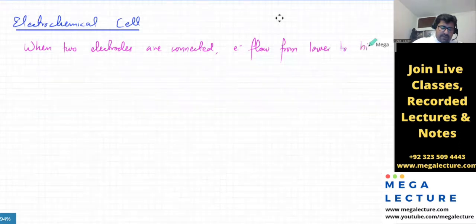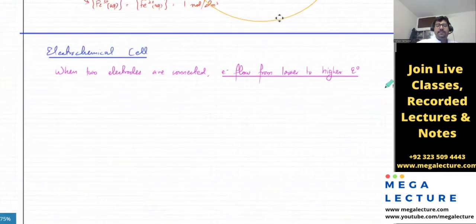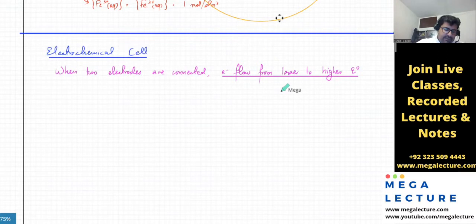To higher E naught. Keep this in mind always, that electrons would always flow towards the higher potential. Higher means positive, okay? Lower means, the notation usually is that the lower one is the negative one, but it's not according to the measurement. It's not literally the negative one. It's the lower one, and the positive notation is the one that's higher.